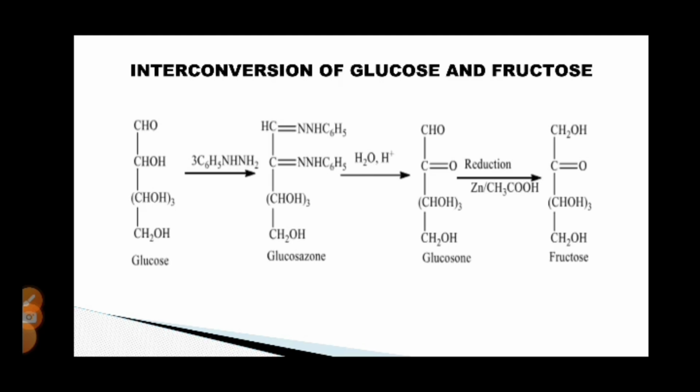Interconversion of glucose and fructose, or conversion of aldoses to ketoses. In the first step, the aldose is converted into osazone. The osazone is then converted into osone by treating it with benzaldehyde. Osone on reduction with a mild reducing agent gives ketose, or fructose. In this reduction, the more reactive aldehyde group of the osone is reduced, not the less reactive keto group. In this reaction, there is no configurational change on the chiral carbons.